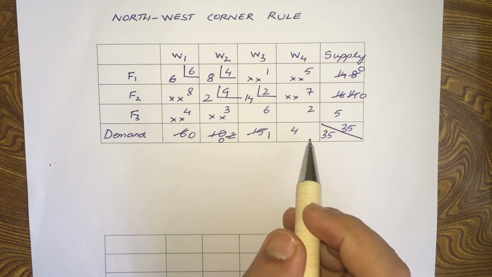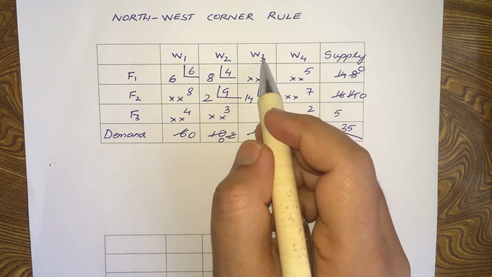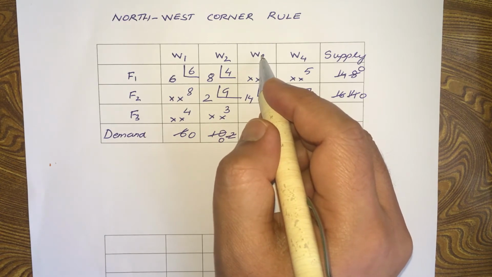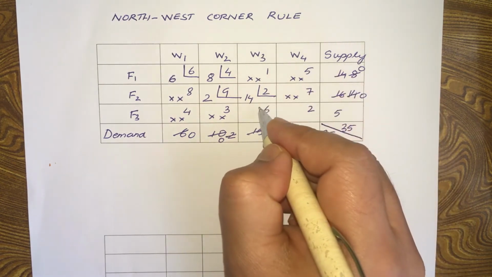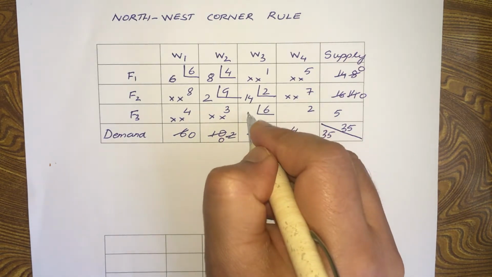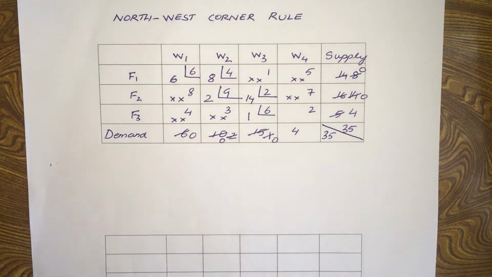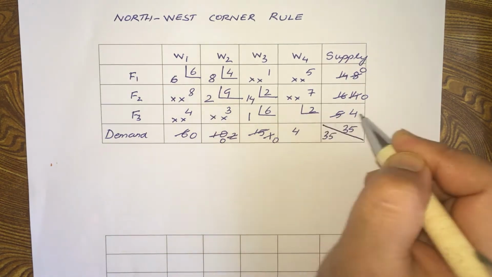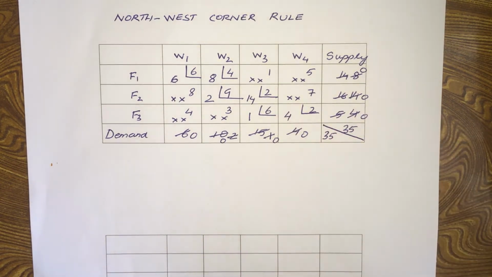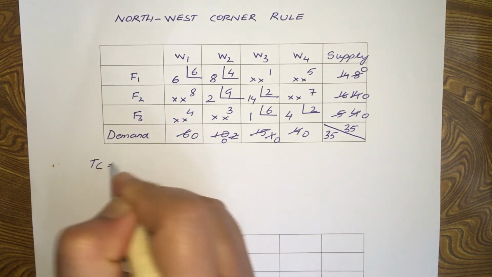So we are finally left with F3, and warehouses W3 and W4. So here we'll allocate 1, we're left with 4. And finally we will allocate 4 here. So there we are done. Very easy. Alright. So now find out the total cost.